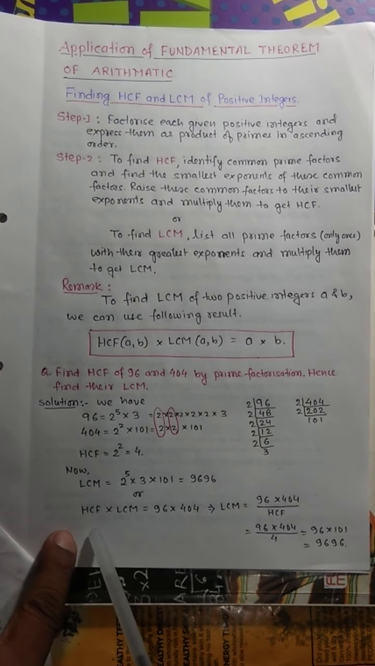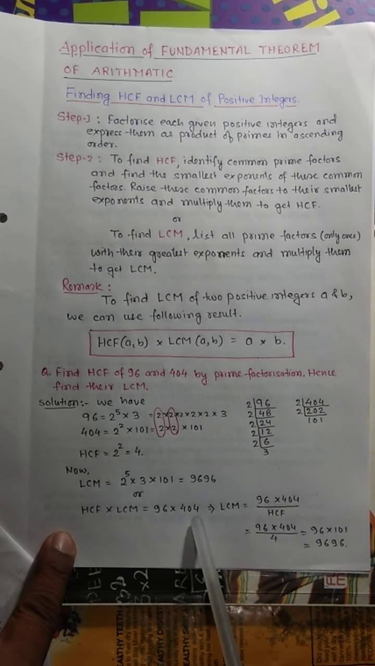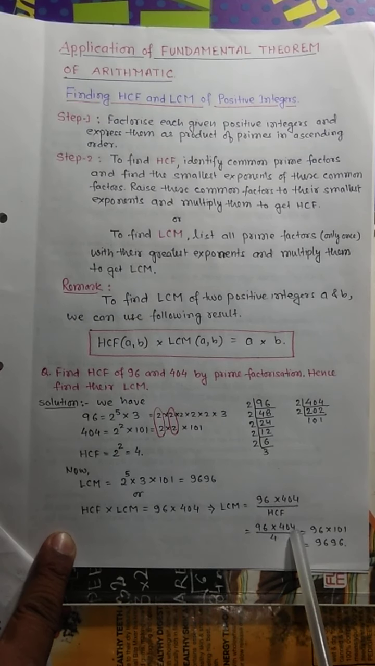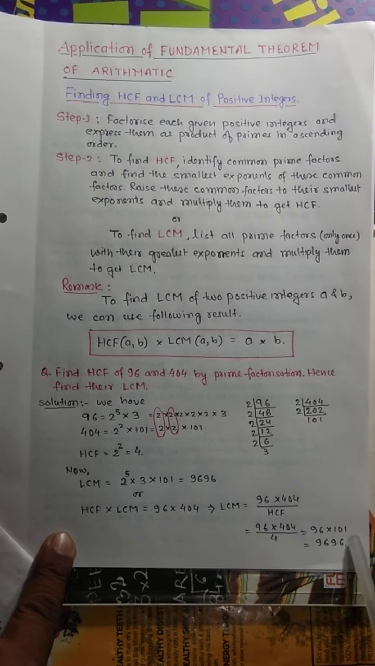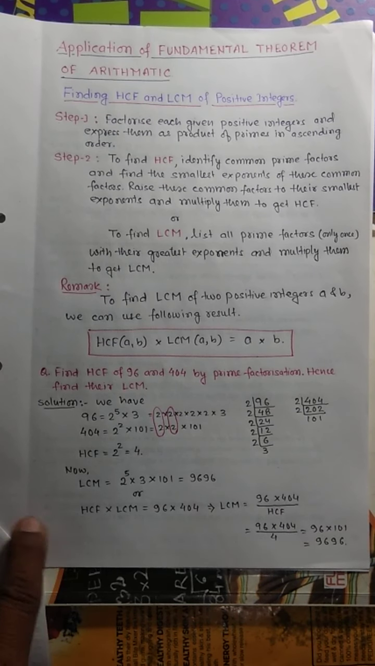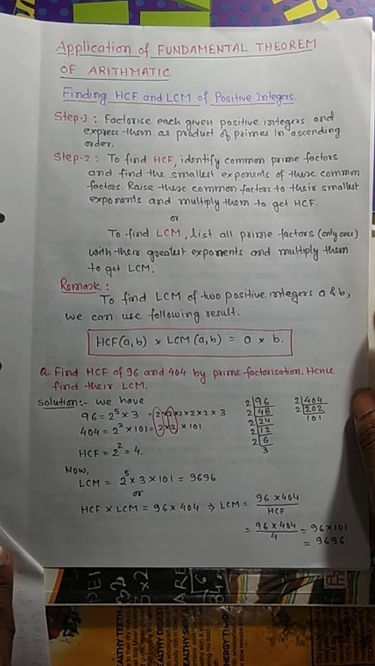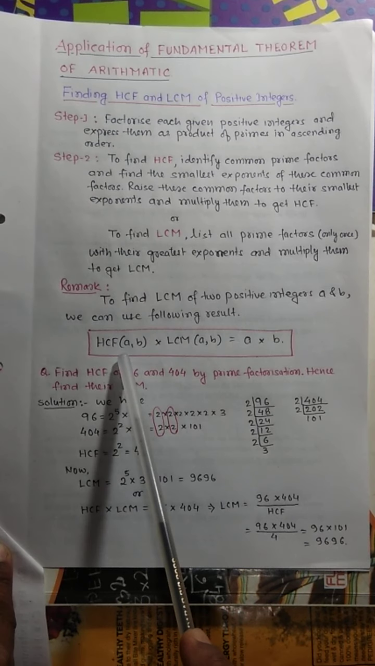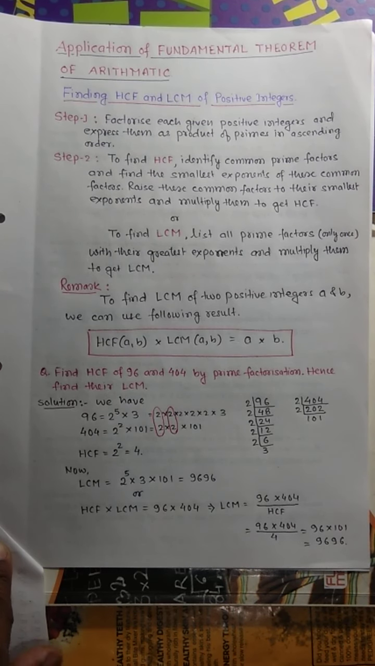Another way of finding LCM is HCF into LCM equal to 96 into 404. So LCM will be 96 into 404 by HCF, that is 96 into 404 by 4, that is 96 into 101, which is equal to 9696. This is the required LCM which we already found by prime factorization. So we have seen how to find LCM and HCF by using the fundamental theorem of arithmetic, or prime factorization, and using the relation HCF into LCM equal to a into b. This is all about the fundamental theorem of arithmetic. Thank you.